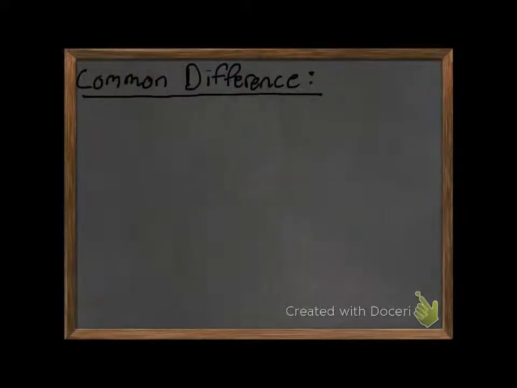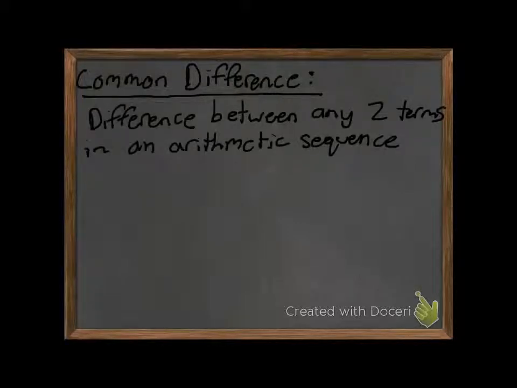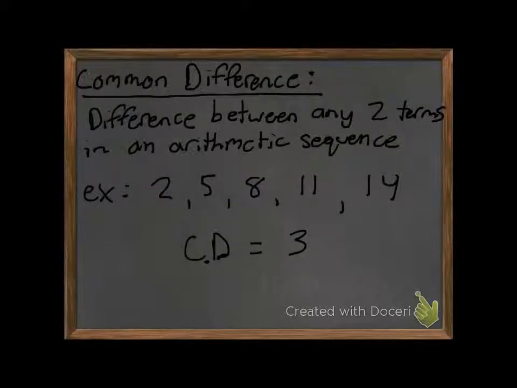Common difference. Common difference is basically as simple as it gets in the whole course, I thought. Common difference is the difference between any two consecutive terms in an arithmetic sequence. So as you can see in the example, 2, 5, 8, 11, 14, it goes up by 3 every time. Therefore, the common difference is 3.